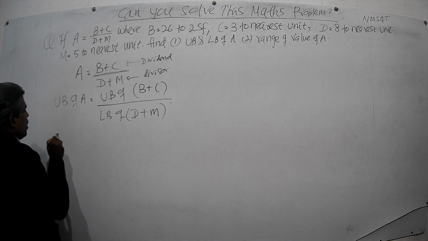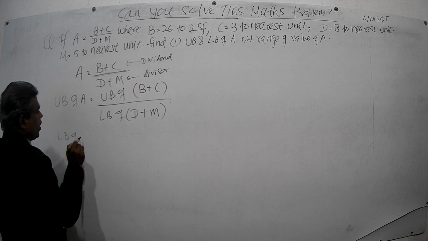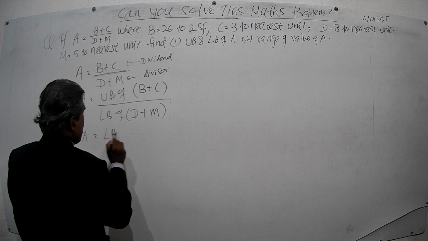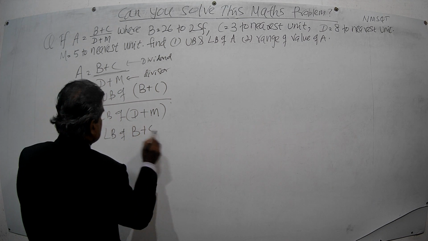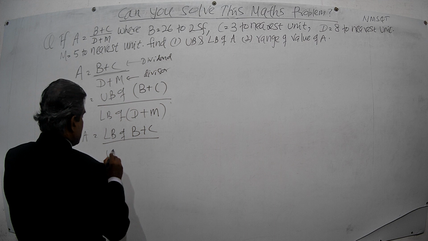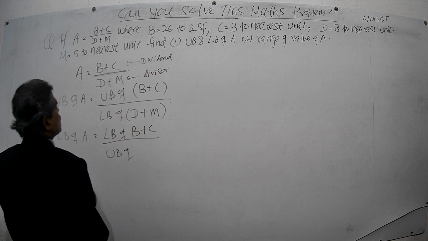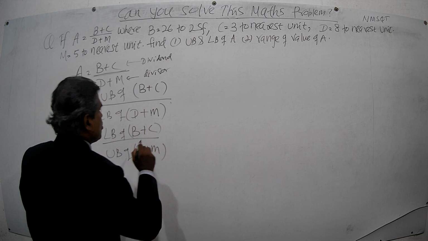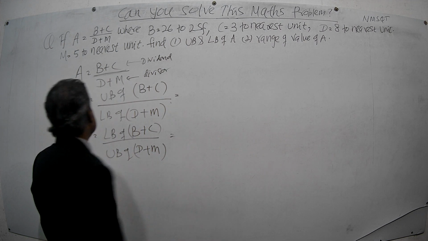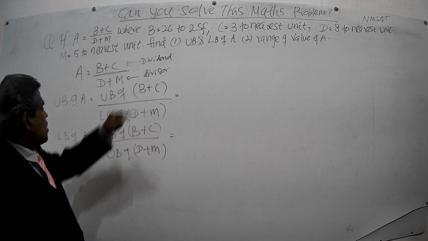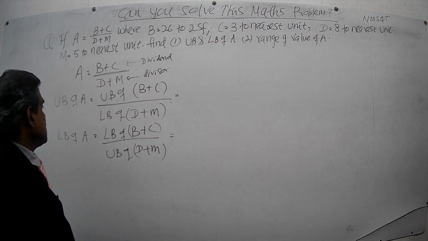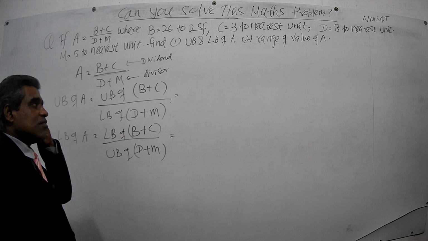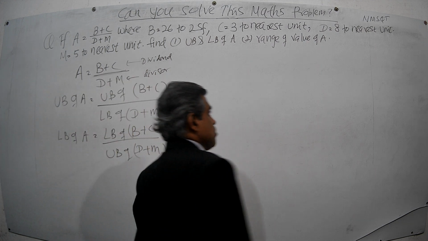Here, the lower bound of A equals the lower bound of B plus C divided by the upper bound of the divisor, that is D plus M. Okay, these are the two formulas. Now we can find the answer. We need the upper bound of B plus C, the lower bound of B plus C, the lower bound of D plus M and the upper bound of D plus M. These things we have to find now. I will find them as workings, right?